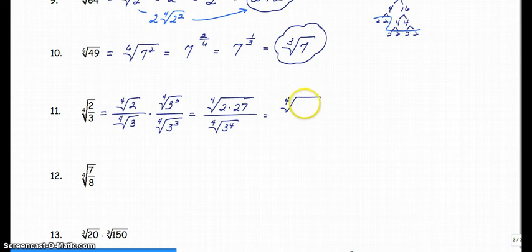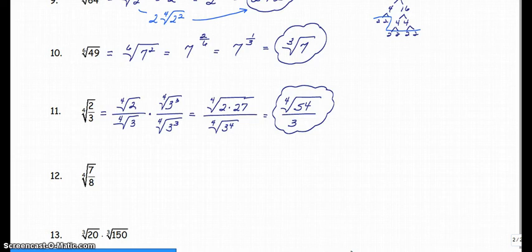That gives me the fourth root of 54 over 3. Now I would look at that and say it's a fraction. I want to put it in lowest terms, but it's not possible to reduce the 3 and the 54 since one of them is located inside the radical and one of them is outside the radical.